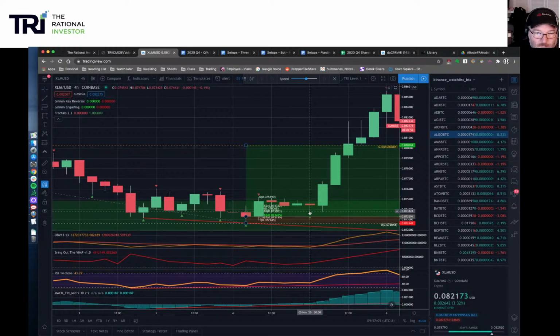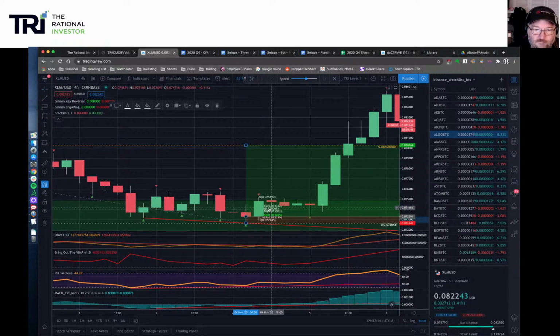Okay. See what I did? I just took the range of just this candle, looking at the 61.8, which is like here. So that's not too uncommon to do.